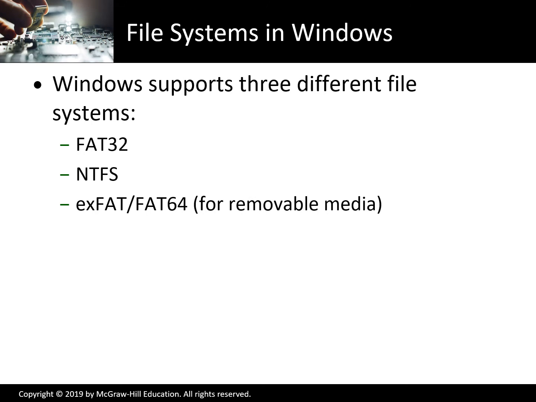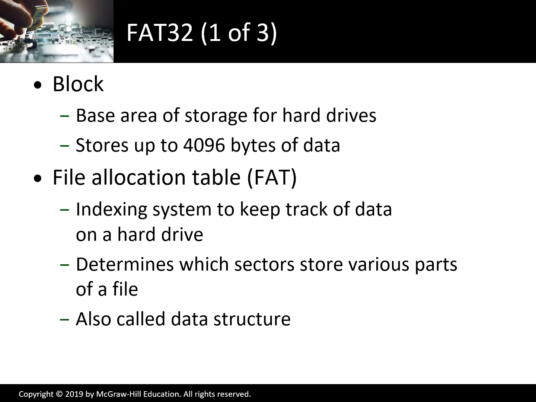Now, the file system, we've come a long way just as we have with processors and technologies. The old system was FAT, which was basically FAT16 and not so big. Then FAT32, basically 32-bit systems, NTFS, 64, and then exFAT was for removable media, which was a little bit bigger. So a block is a base area of storage on a hard drive, and it could store up to, let's see, 4,000 bytes of data. The file allocation table was the way that we kept track of it. Now, we don't do this anymore manually.